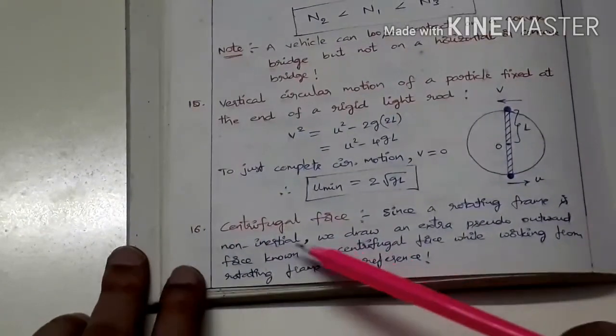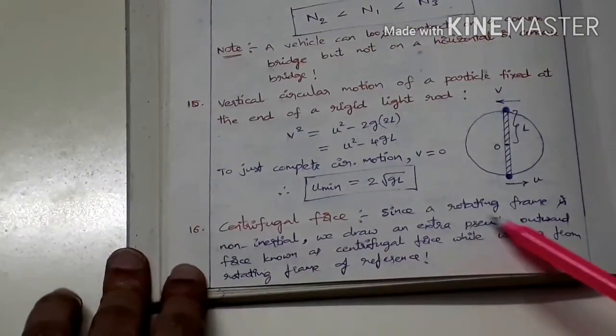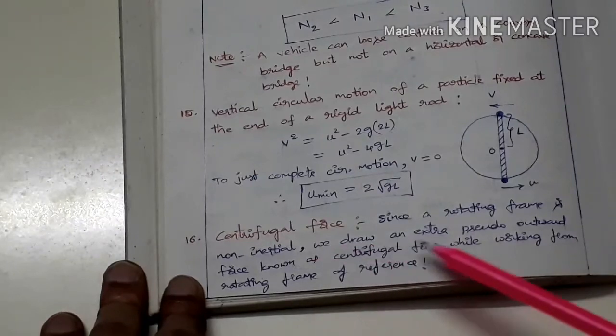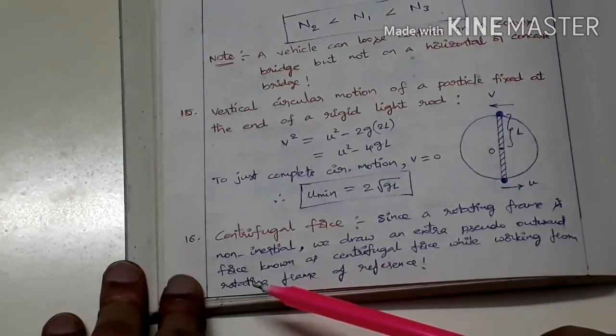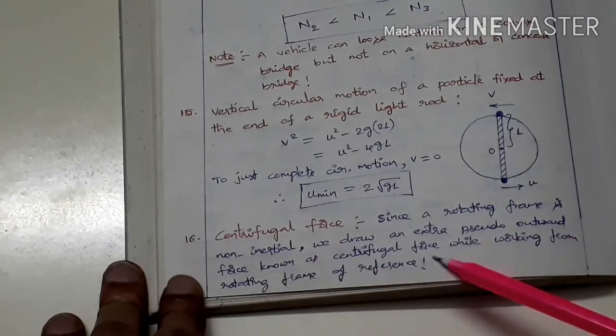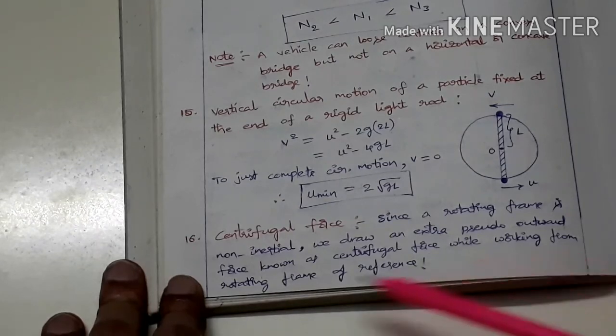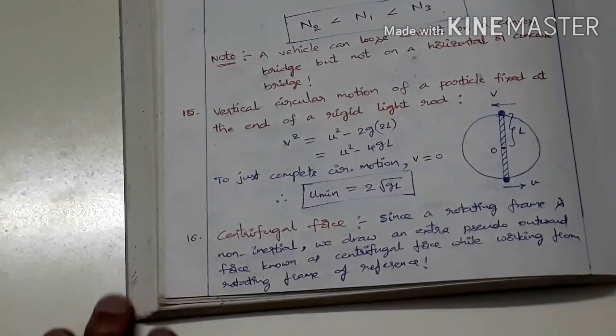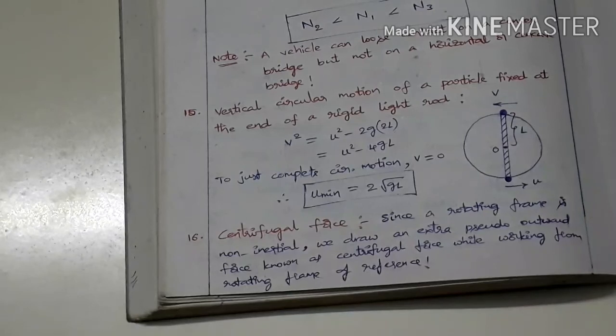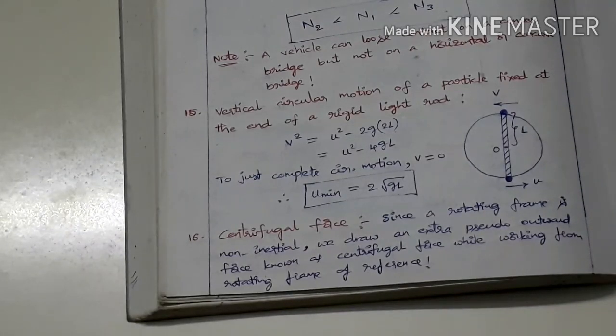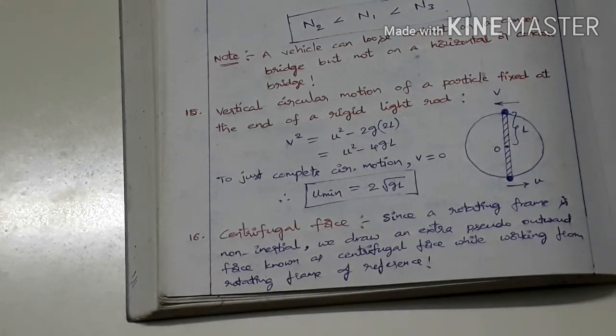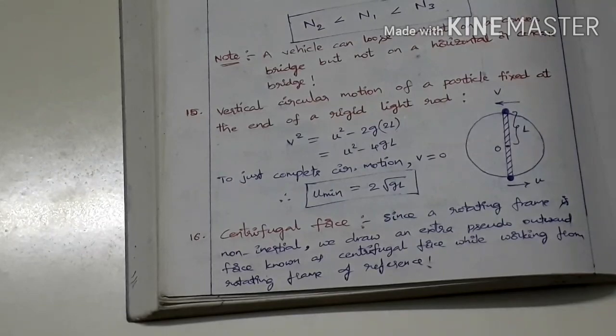The next one is the centrifugal force. Since a rotating frame is a non-inertial frame, we draw an extra pseudo outward force known as centrifugal force while working from the rotating frame of reference. It is a pseudo force which we draw on the object, since the rotating frame is a non-inertial frame. So the circular motion theoretical part is over. I will give you problems soon.